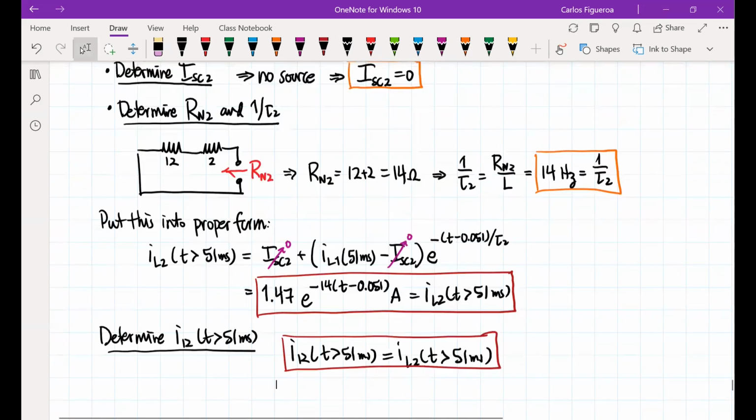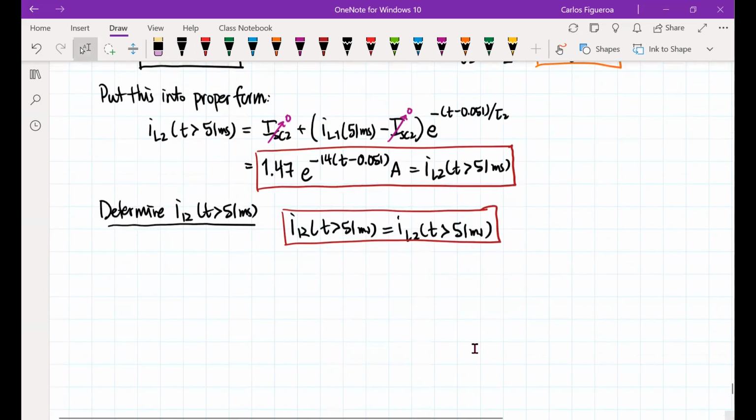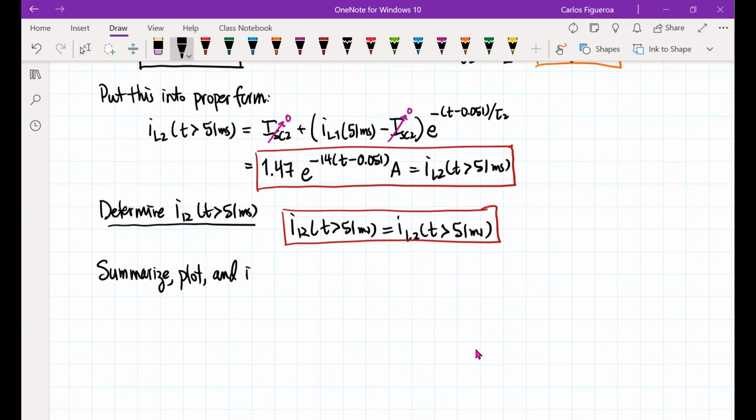Now let's get to the details here. So the first thing I want to do here is that I want to now summarize, plot and interpret.